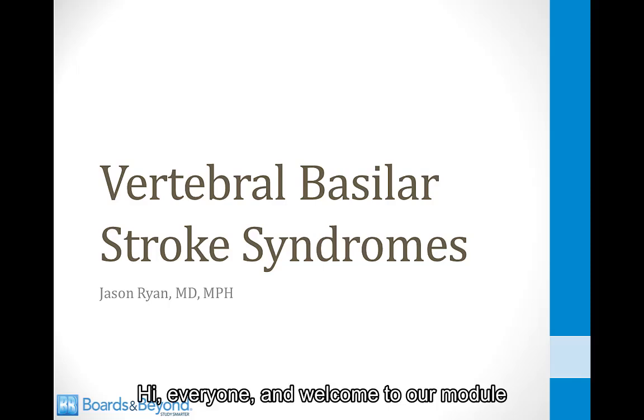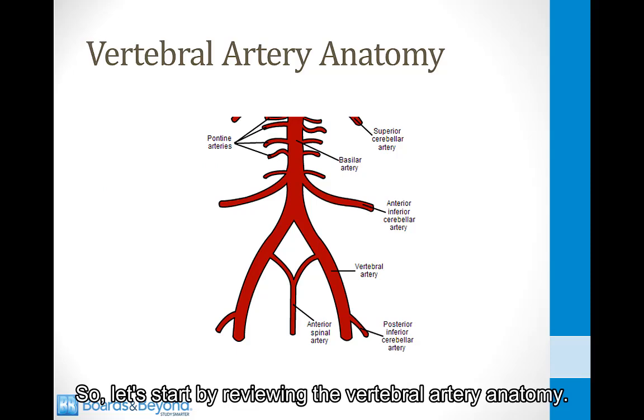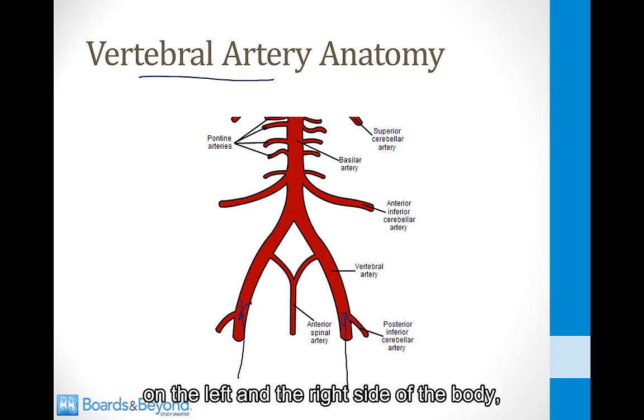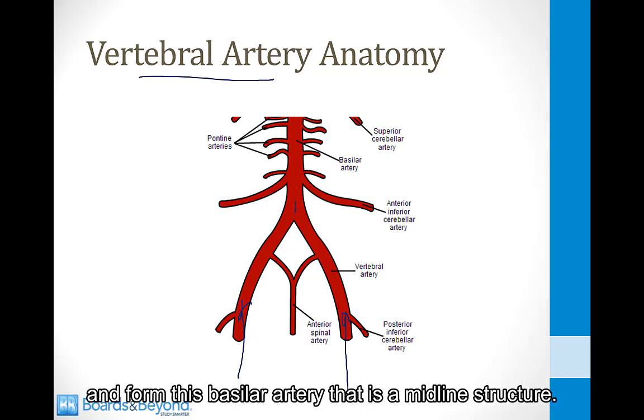Hi everyone, and welcome to our module on vertebral basilar stroke syndromes. So let's start by reviewing the vertebral artery anatomy. Right here we have the two vertebral arteries on the left and the right side of the body coming up off the subclavian arteries, and they're going to fuse together and form this basilar artery that is a midline structure.